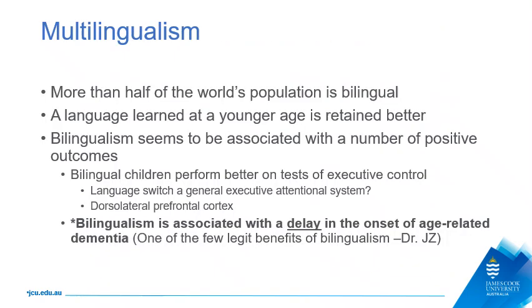So multilingualism, I want everybody to know that more than half of the world's population is bilingual, and the language learned at a younger age is retained better. Bilingualism seems to be associated with a number of positive outcomes. Bilingual children perform better on tests of executive control. Bilingualism is also associated with a delay in the onset of age-related dementia. Please remember the last point.